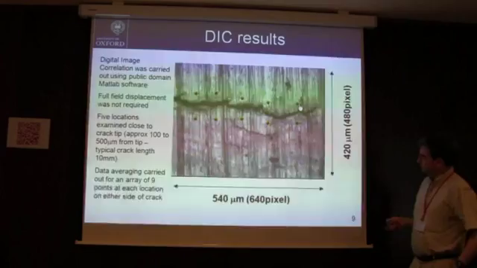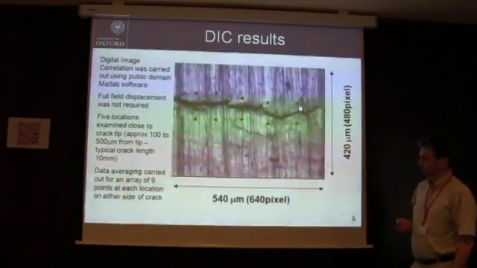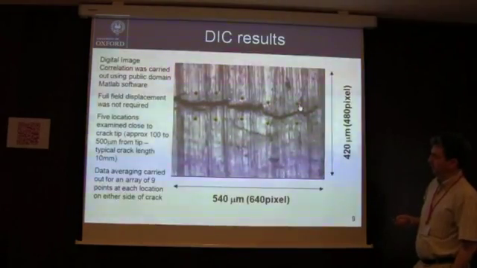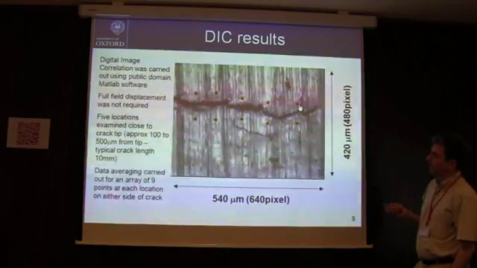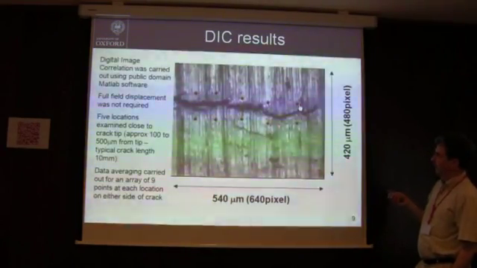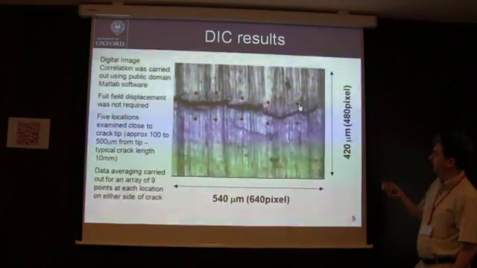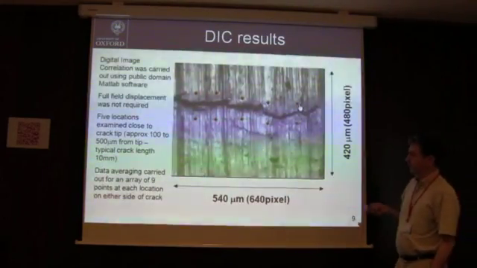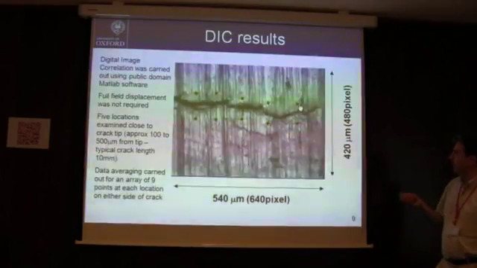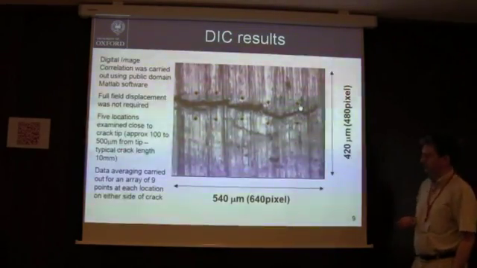And rather than trying to analyse the whole field displacement, what was simply done was to take a public domain piece of software from MATLAB and look at 5 different locations along the crack, and at each location you took pairs of points and worked out their relative location. And a little bit of data averaging was done around each position in order to get a bit more accuracy.